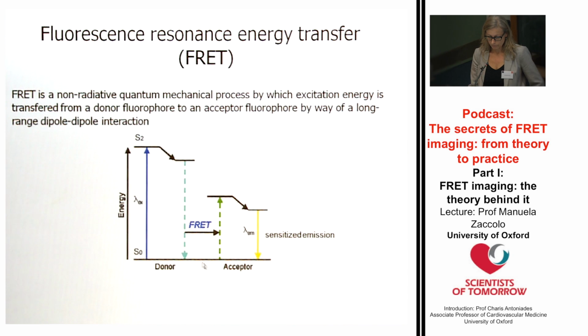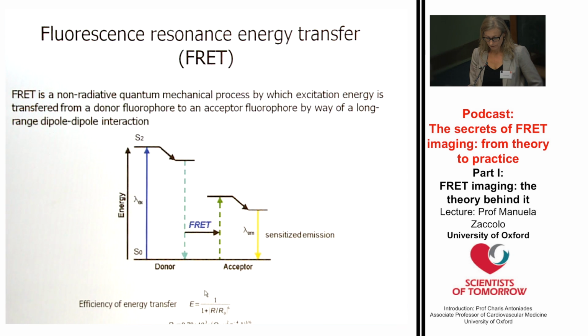We've seen this diagram before. If you have a donor fluorophore, you can excite the donor fluorophore, reach an excited state, and as it relaxes to the ground state, it will emit its own fluorescence. If in close proximity of this donor fluorophore there is another fluorophore that can act as an acceptor, part of the excited state energy of the donor can be transferred by resonance to the acceptor, which will then be excited in turn, and it will emit its own emitted light. And we call this sensitized emission.